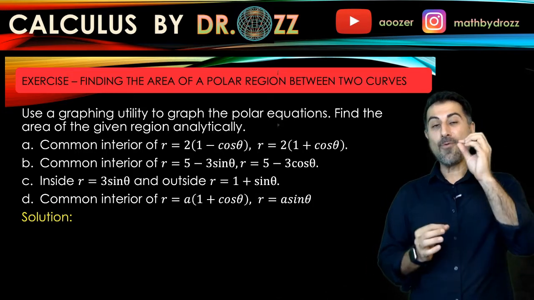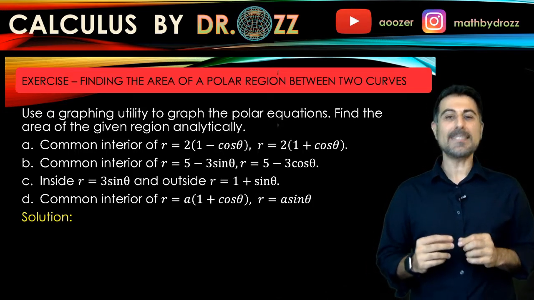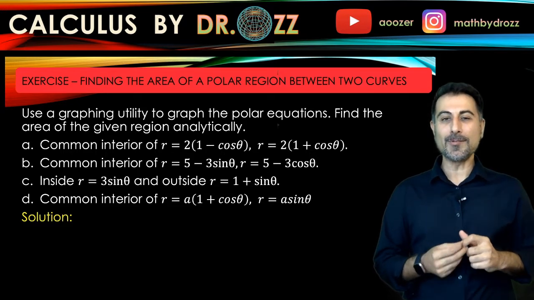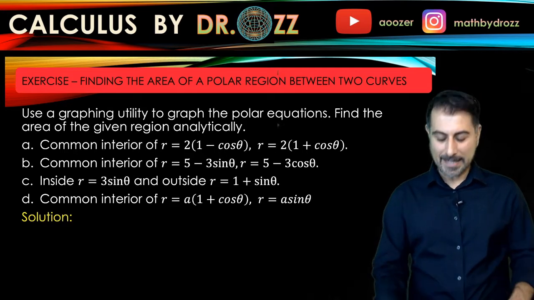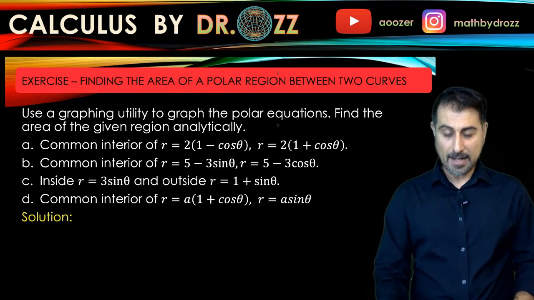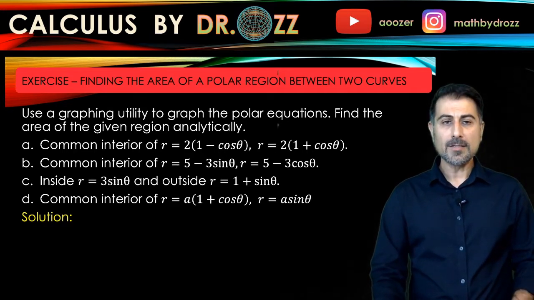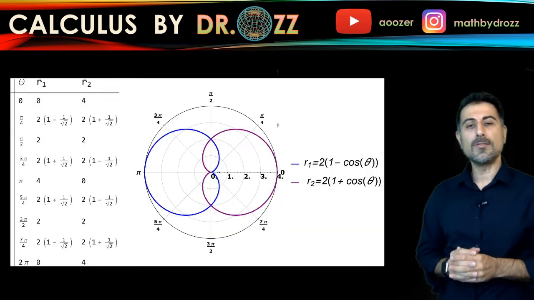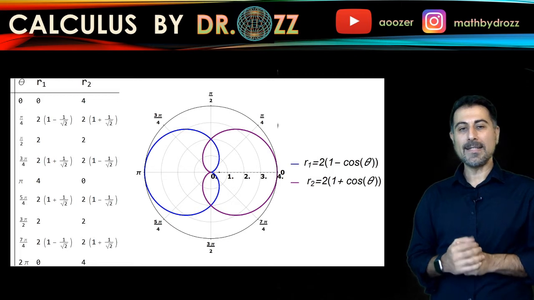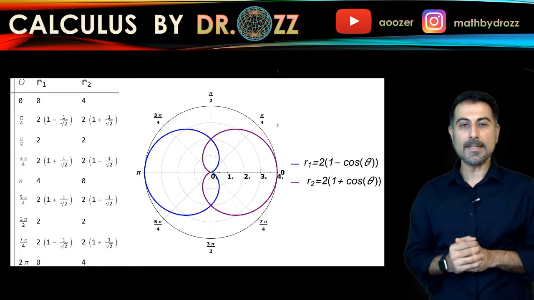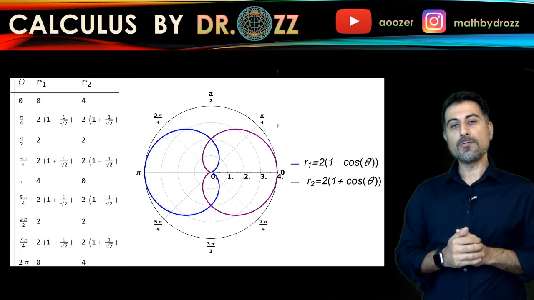So we have four hand-picked exercises for us to go through today. Let me just give you a heads up to see what kind of graphs we have in this problem. In the first one, we have the graphs of r equals 2(1 minus cosine theta), and the other one is r equals 2(1 plus cosine theta). So these are the blue and purple curves here.